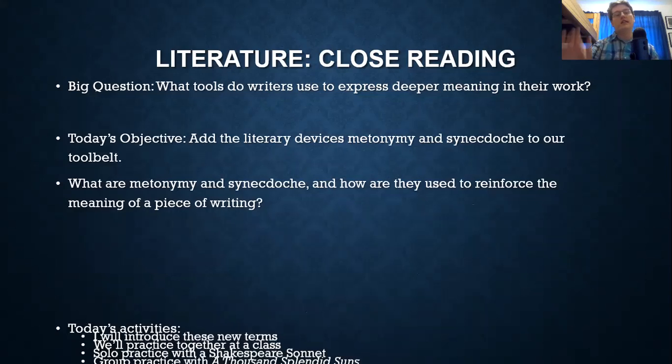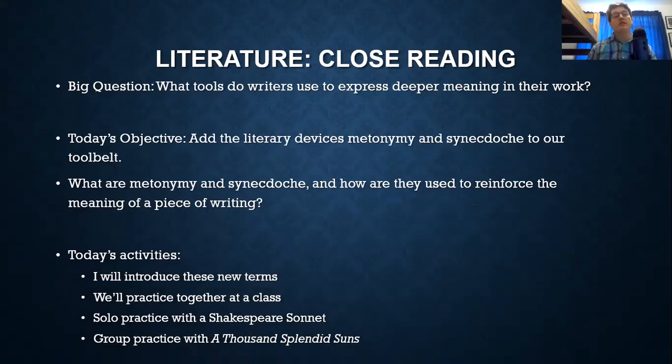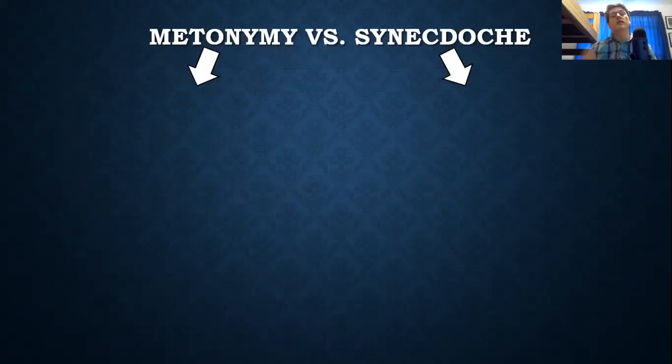Okay, so the rest of the lesson is going to look like this. I'm going to introduce these terms. I'm going to spend as little time as I can doing this so we can get right to practicing together as a class in a big group discussion. We'll do some solo practice with a Shakespeare sonnet, and we'll do group practice with our book, A Thousand Splendid Suns.